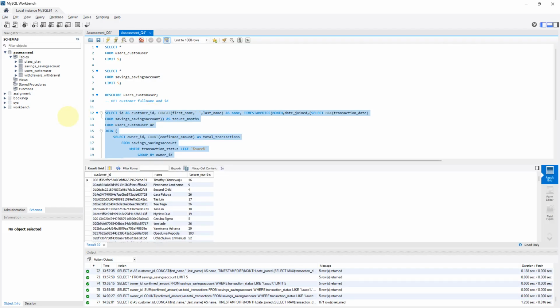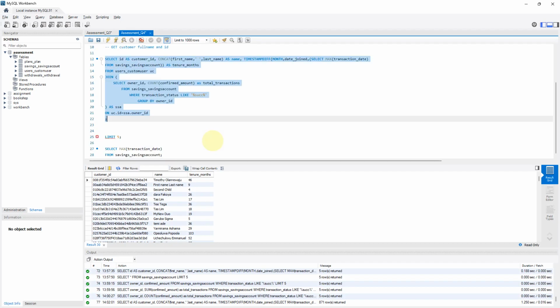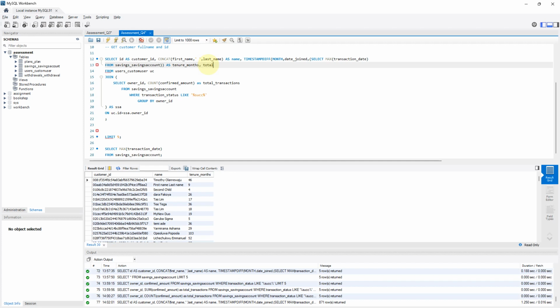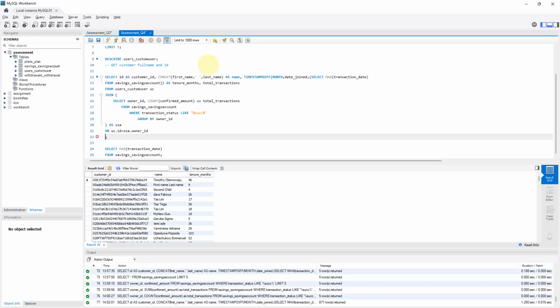Yeah, so I have tenure, so I'm supposed to add the total transaction here as well. Here I'll just say total transaction is transactions, right? Let me add the limit of 5 as well, so I don't have to display everything.